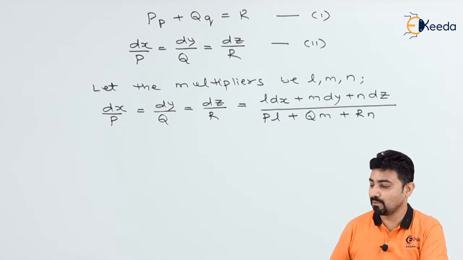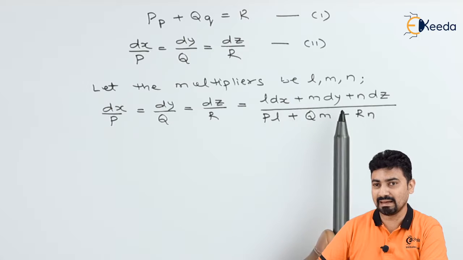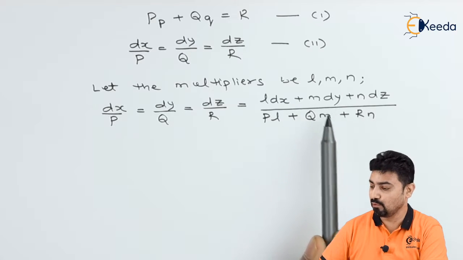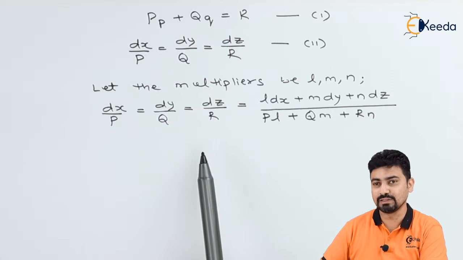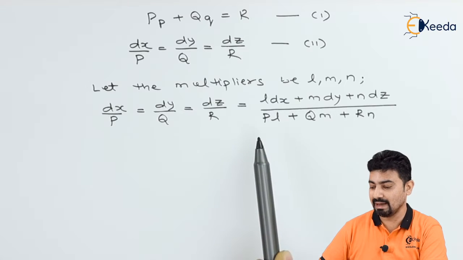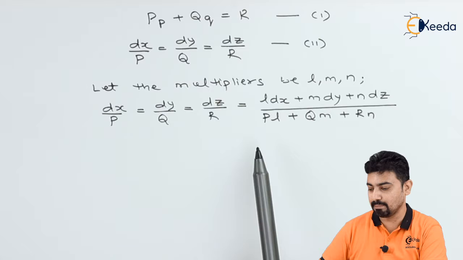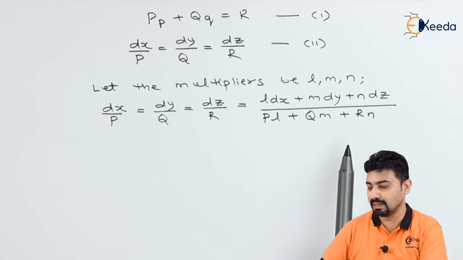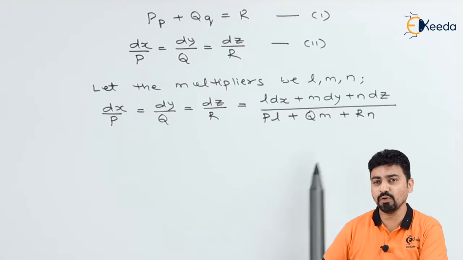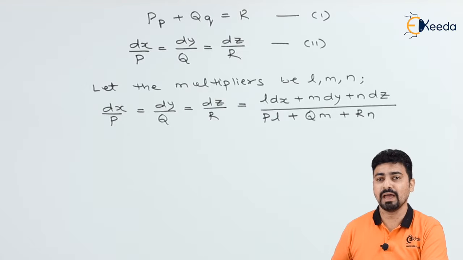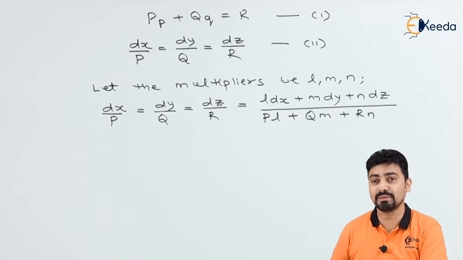So we select the values of multipliers L, M and N such that we get the fourth part for our auxiliary equation. The fourth part will be L dx plus M dy plus N dz whole upon PL plus QM plus RN. Now, how do we actually select the values for L, M and N? What should be the multipliers?